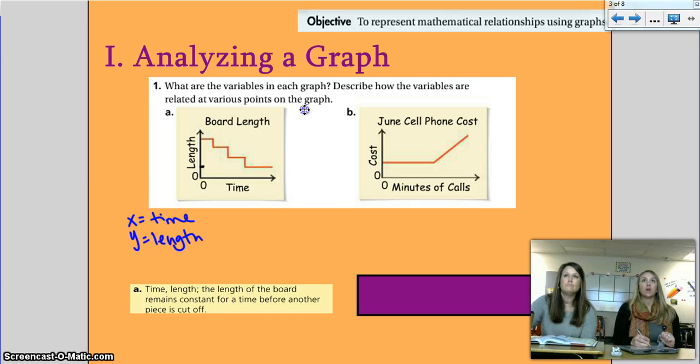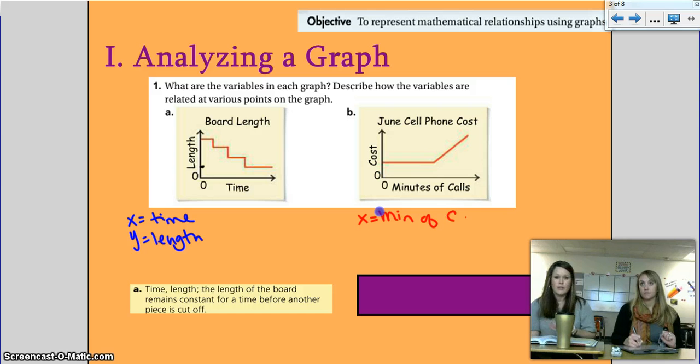Okay. So again, it says describe how the variables are related. So we did it very lengthy for you, but it says the length of the board remains constant for a time before another piece is cut off. You can be wordy if you really need to. Yeah. All right, so let's look at B. We've got minutes of calls and the cost, and this entire situation is about cell phone use during the month of June.